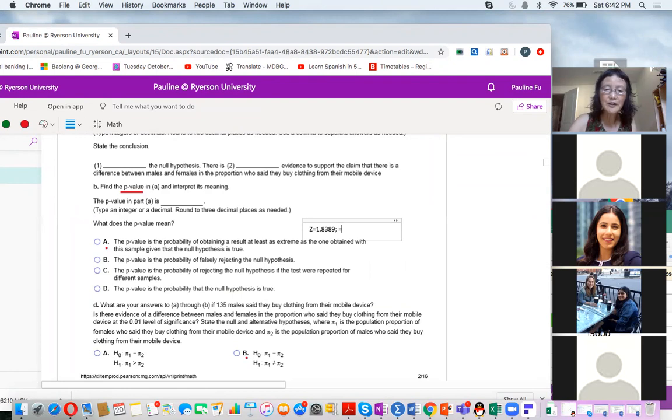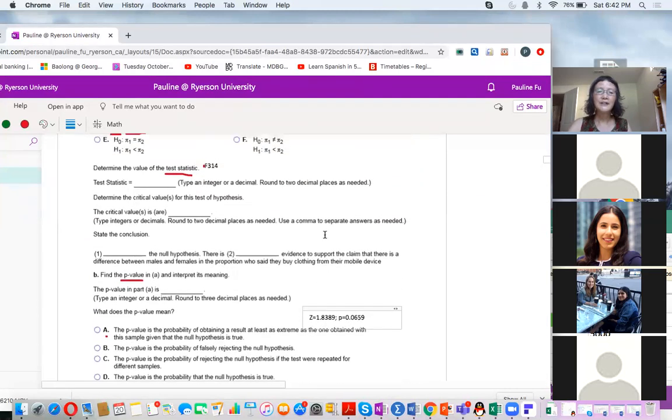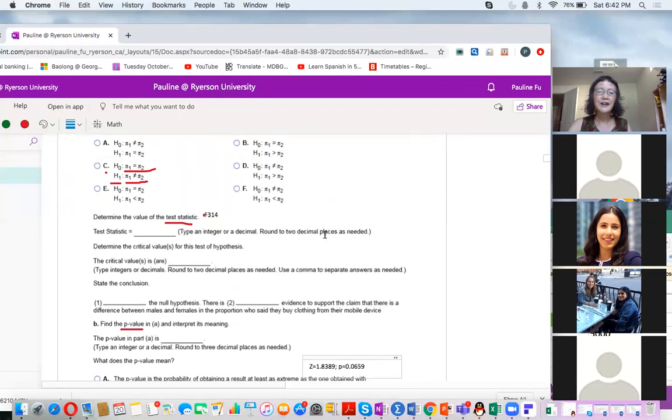So what did you get for P value? For p-value, I got 0.0659. Thank you so much for sharing, okay? So through this way, you get the p-value, you get the test statistic Z, okay? Any questions? How do you get the test statistic and the p-value to compare two population proportions?